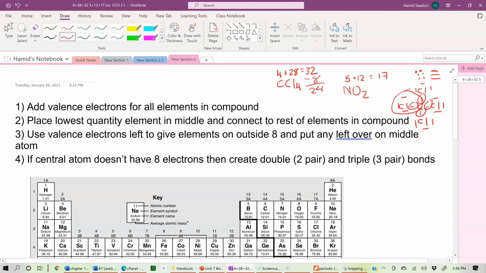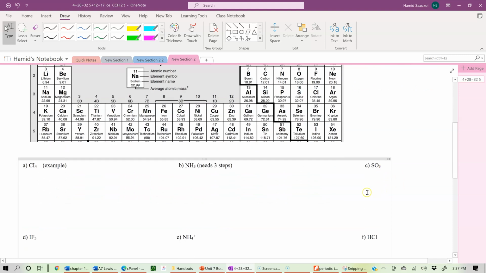So this double bond accounts for both of the substances. It accounts for both the carbon having 2 here and also the chlorine having 2. So now everything has 8. You're done. You can move on to the next structure. So let's try some more examples of this to see how well we understand it.